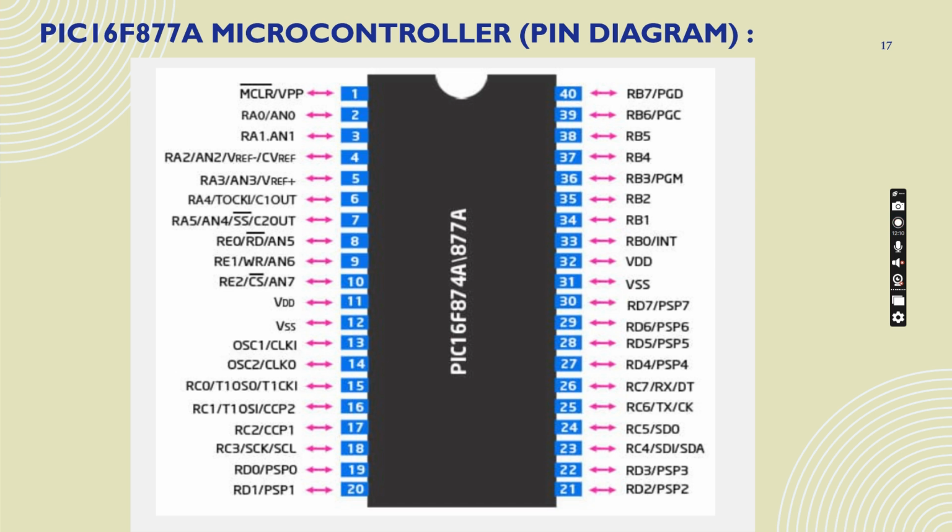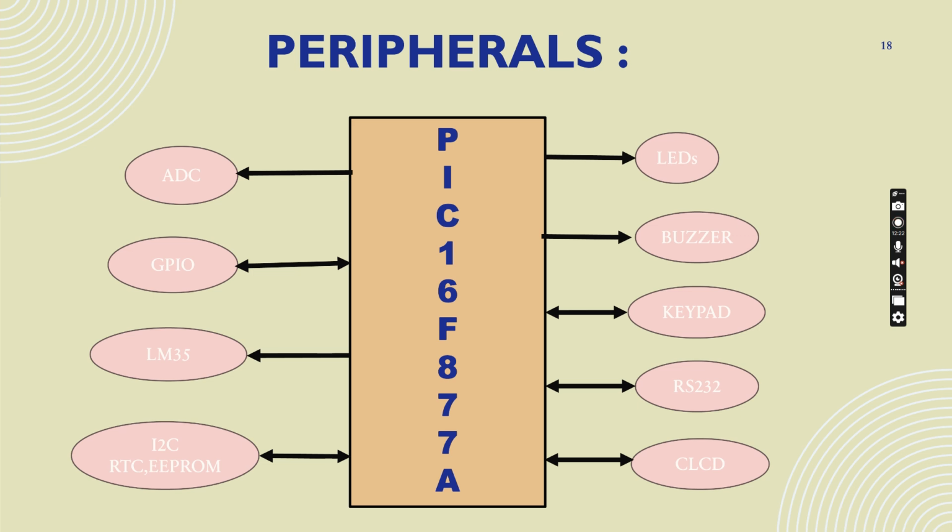So ISR is very important. Here is a basic pin diagram of the PIC16F877 microcontroller. It has 40 pins, as you can see. Here is a peripheral diagram of the PIC16F877. It has an ADC, analog to digital converter, GPIO, general purpose input output pins, then LM35, which is a temperature sensor, then I2C, RTC, EEPROM, which is electrically erasable programmable read only memory, and peripherals like LEDs, buzzer, keypad, RS232, and then CLCD.